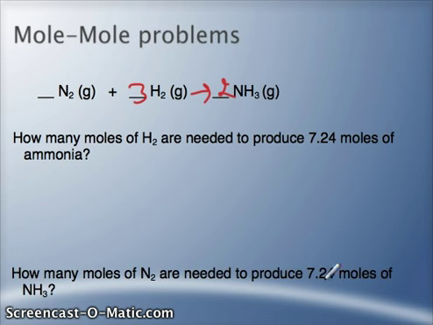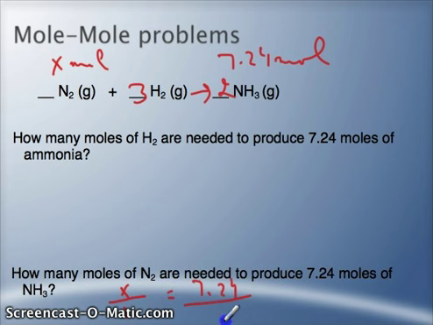Where the X is. So 7.24 moles of ammonia is still there, 7.24 moles, and the X now is above N2, X moles. So now your ratio would be X over 1 equals 7.24 over 2. I don't care if you put the units here or not, but again, make sure that you have the correct units at the next step. So in this case, you would get 3.62 moles of N2.